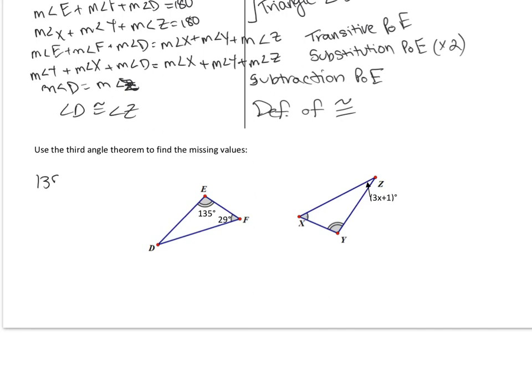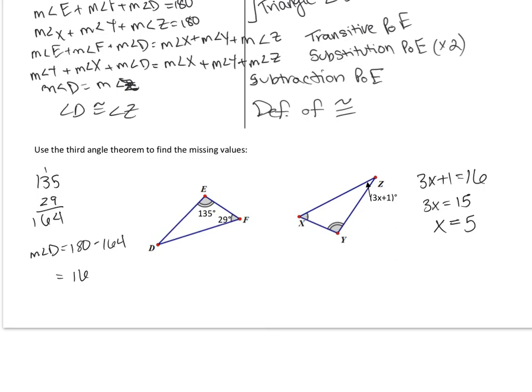I do 135 plus 29, and I get that that's 164. Therefore, measure of angle D must equal 180 minus 164, which is in fact just 16. So angle Z, 3x plus 1, must also equal 16 by the third angle theorem. So 3x must equal 15. So x is in fact 5. And we're done with that.